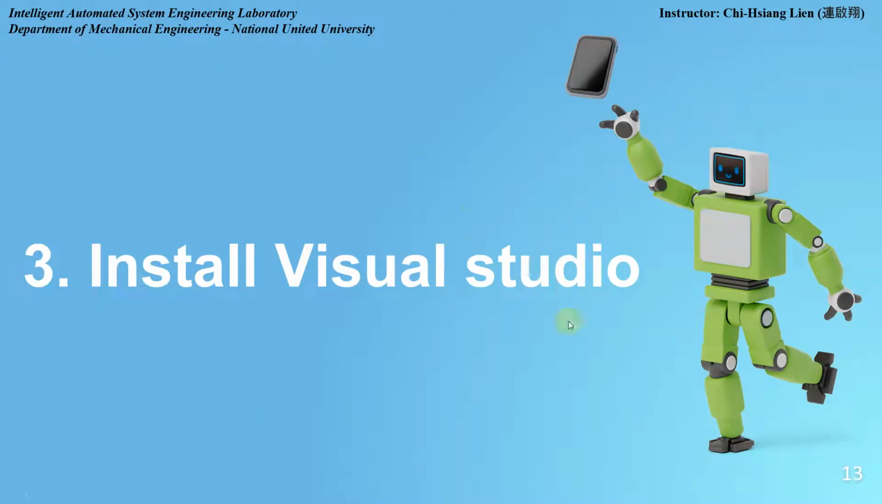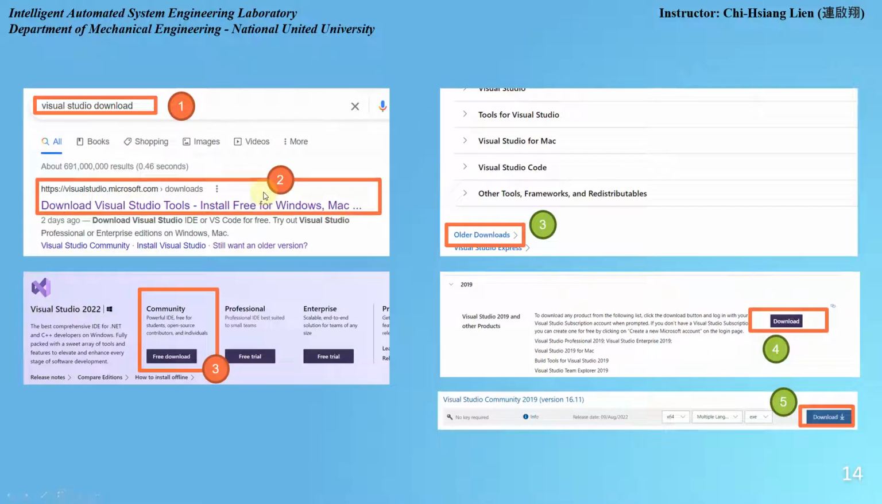So now I will talk about installing Visual Studio. First, you search on Google for Visual Studio download, and you click on the download Visual Studio tools on this website. If you want to download the newest version, you click free download in Visual Studio Community 2022. If you want to download an older version, you go here and then scroll down and click older downloads, and you click on the version you want.